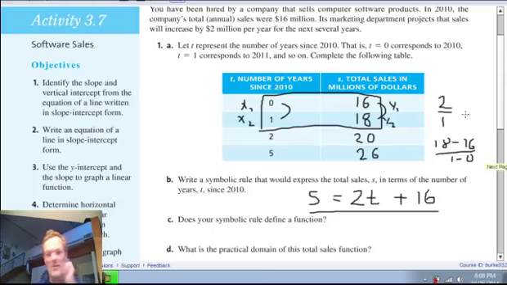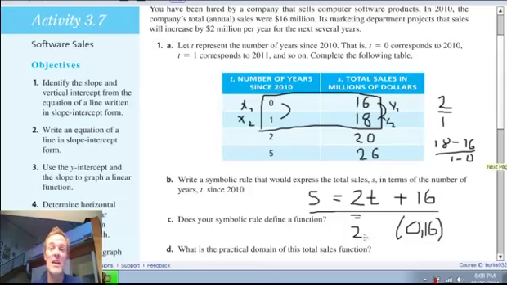Now, other things about this, I think they're going to ask you, so what's the slope? Well, the slope is 2. There it is, the slope is 2, and the y-intercept is 16, or written like that, 0, 16. So if we ask questions like that, what does that mean?